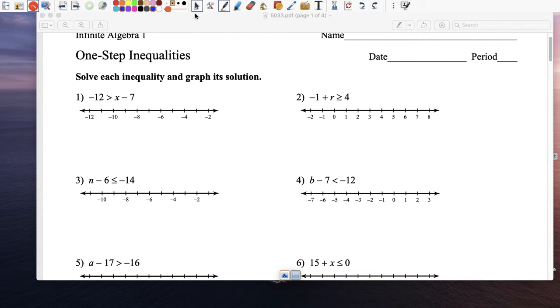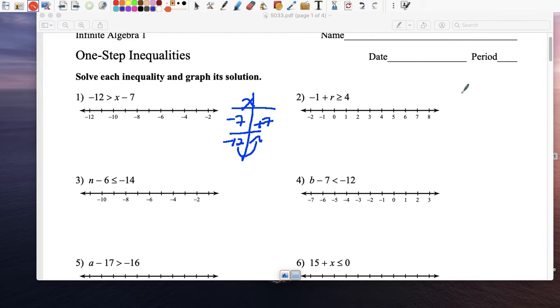I'd like you to do the story. You don't have to, but here in the first one, I'll do the story over here. So x is my variable. It's being subtracted by -7. Okay, and that's -12. So going backwards, we're going to do +7. That's it. One step.